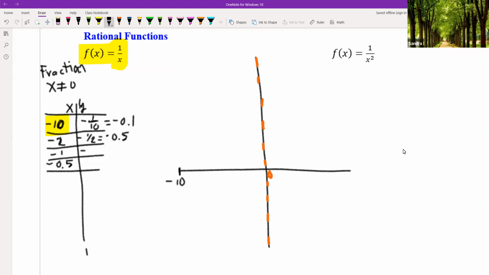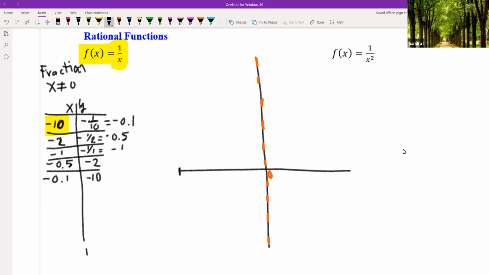Okay, plug in the negative 1, that will be a negative 1 over 1, that will be equal to a negative 1. Plug in the negative 0.5, and that will be equal to a negative 2. Let me go ahead and select one more number. What about negative 0.1? So 1 divided by a negative 0.1, that should be equal to a negative 10. That gives me enough values for me to know where this is going.